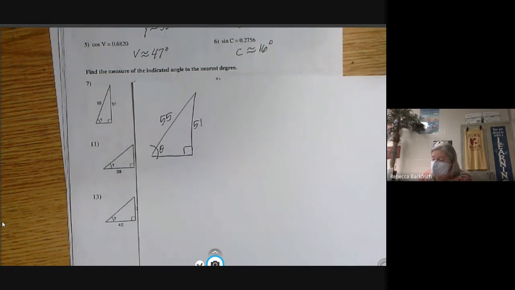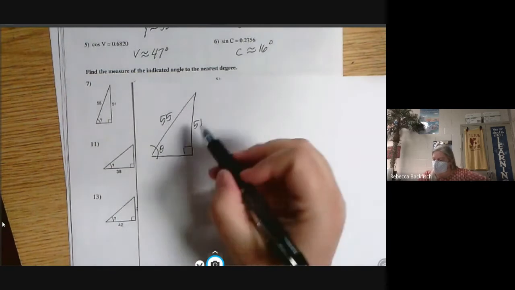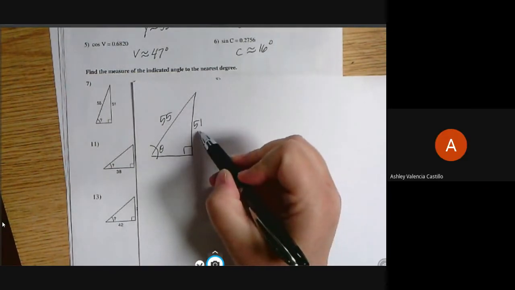And while Eden's thinking about that, I'm going to ask Jaden, is 55 adjacent, hypotenuse, or opposite? So Eden, tell me about the 51, and Jaden, tell me about the 55. All right, we're going to pass the 51 off to Ashley Castillo. Ashley, the 51, is that? Go ahead. Opposite. Yes, it is.